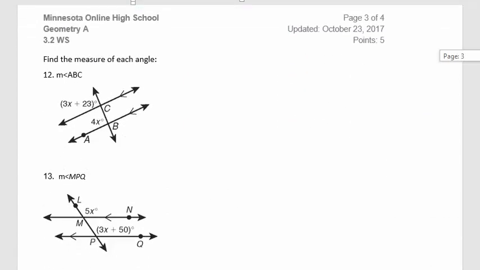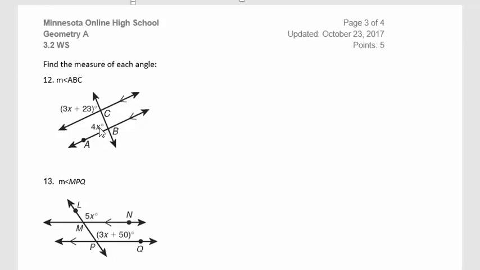All right, in the next section, you're going to find the measure of an angle. And there's more information on how to do this in the longer video. But first of all, you need to look at these two angles and decide what kind of angles they are. Well, these are corresponding angles.